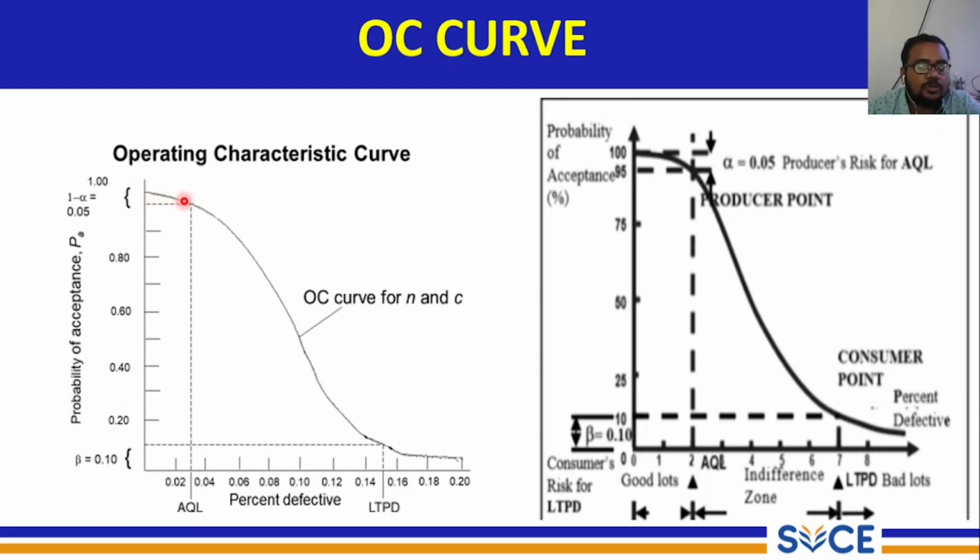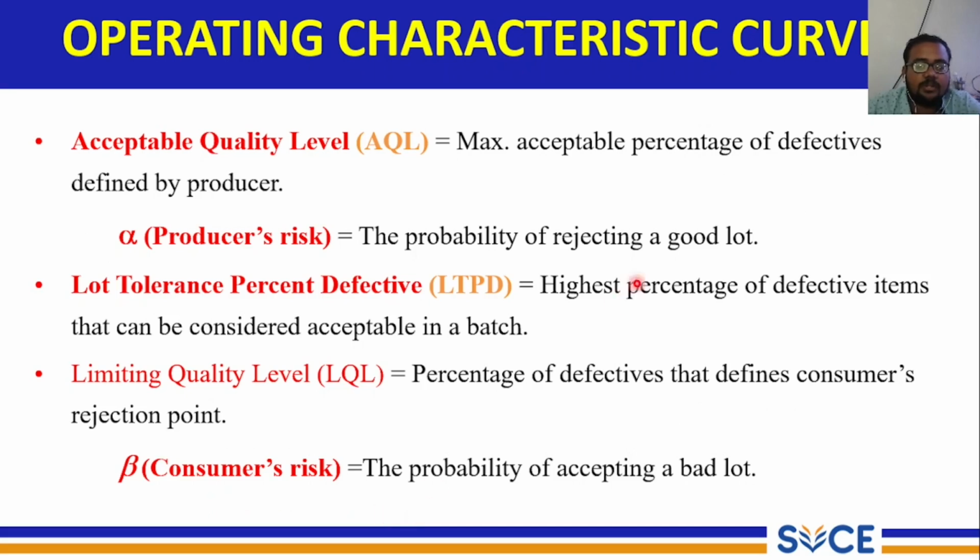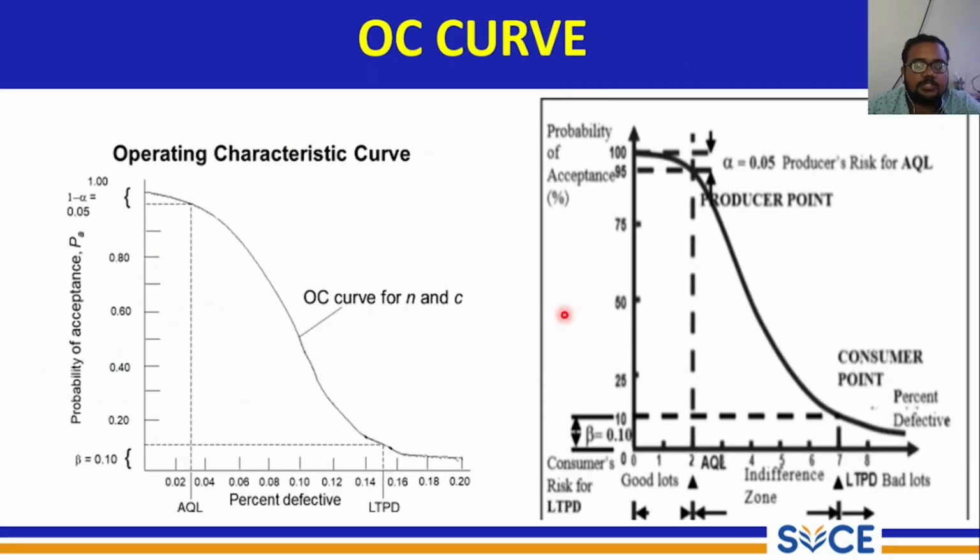So you consider how an operating characteristic curve for any sampling or inspection is done. This is the OC curve which will be followed. You could see here two categories. One is AQL, one is the LTPD, which is acceptable quality level, and lot tolerance percent defective. We have seen what LTPD is about: the highest percentage of defective items that can be considered acceptable in a particular batch.